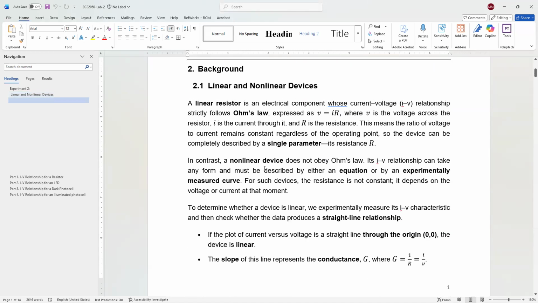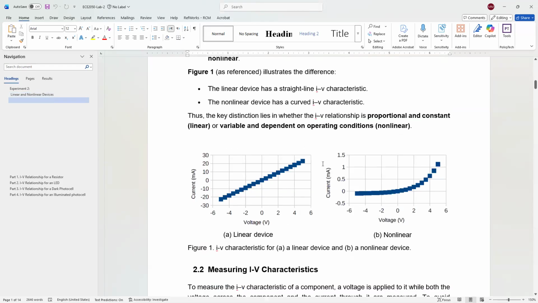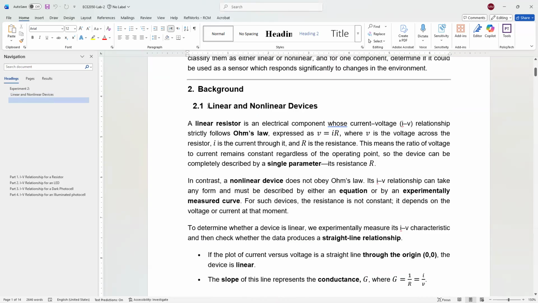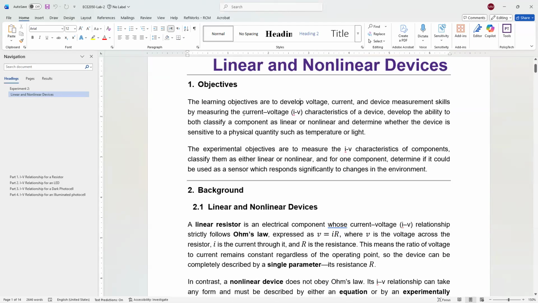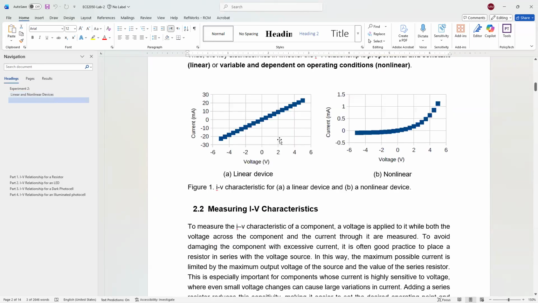In the first part of the lab, I'm explaining the difference between linear and non-linear devices. It's very simple. All you have to do is get the relation between current and voltage. As shown in this figure, if this is the voltage across the device and this is the current, and the relation is linear, we call this a linear device. If the relation is non-linear, however it looks, for example something like this, then we say the device is a non-linear device.